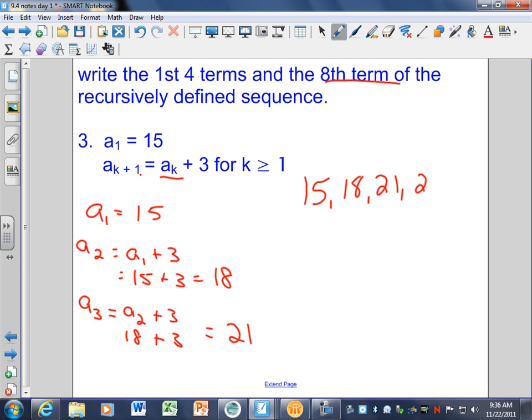So list the first four terms: 15, 18, 21. I can see I'm just adding 3 each time, so I know the first four terms are 15, 18, 21, 24. But to get to the 8th term, we don't have a way of doing that right now, except to just list it out to the 8th term, because you need the one before it. Is it 3 times 8 and add that to 15? Because you're going to the 8th term? The 8th term is 36.